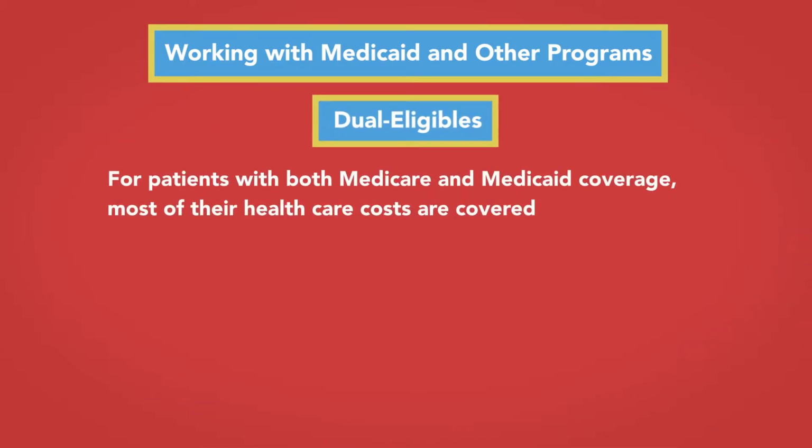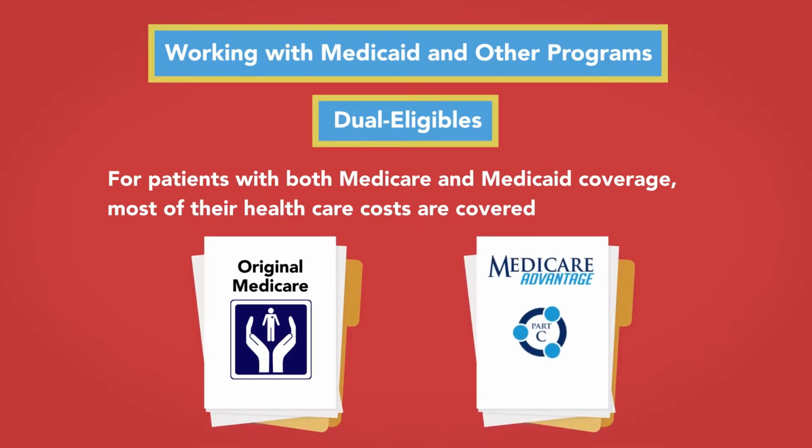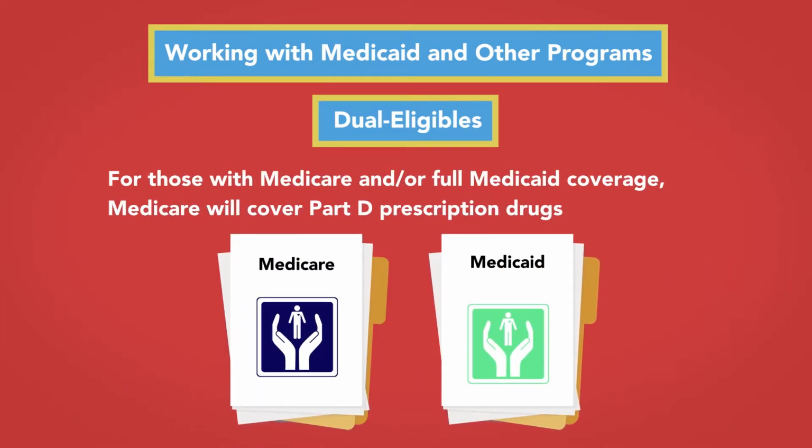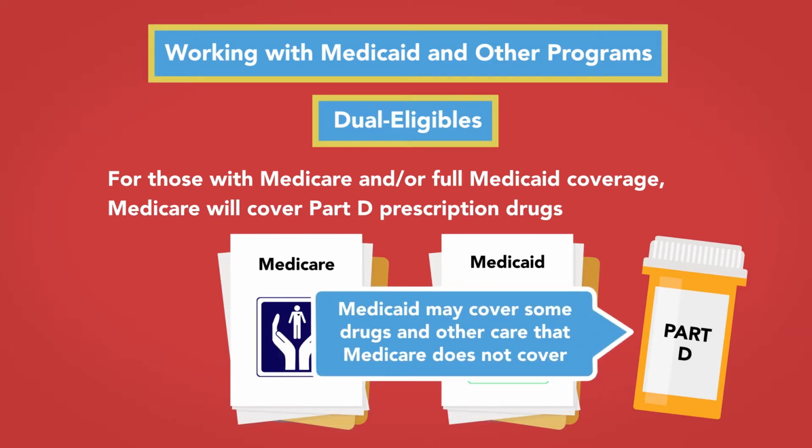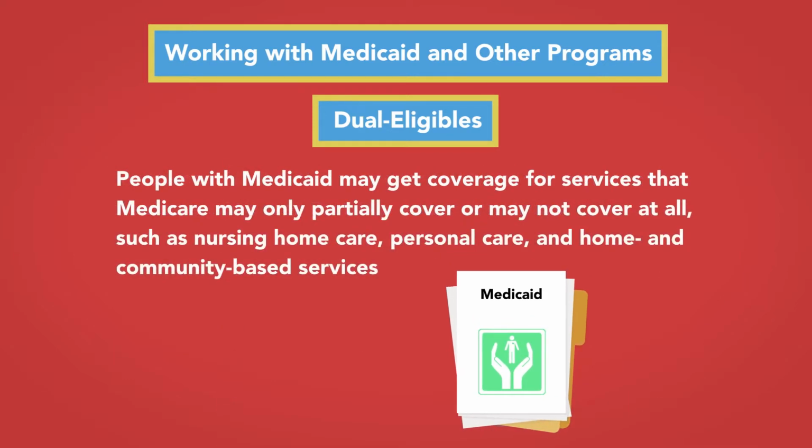For patients with both Medicare, either original or through a Medicare Advantage plan, and Medicaid coverage, most of their healthcare costs are covered. For those with Medicare and/or full Medicaid coverage, Medicare will cover Part D prescription drugs. Medicaid may cover some drugs and other care that Medicare does not cover. People with Medicaid may get coverage for services that Medicare may only partially cover or may not cover at all, such as nursing home care, personal care, and home and community-based services.